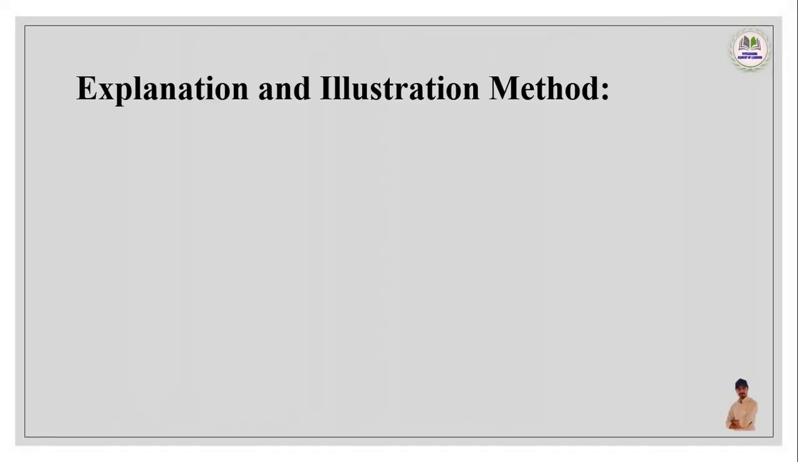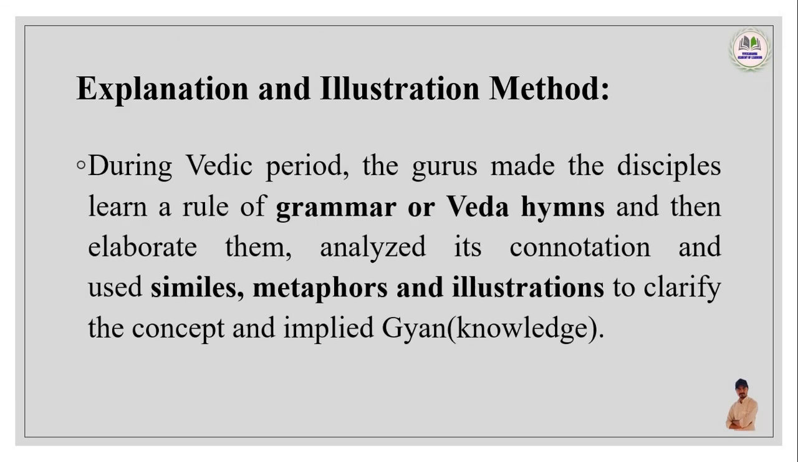Next, the fourth one is the explanation and illustration method. During the Vedic period, the gurus made the disciples learn a rule of grammar or Veda hymns and then elaborate them. Analyze its connotation, meaning implied meaning, and use similes, metaphors, and illustrations to clarify the concept and implied gyan. Gyan means knowledge.